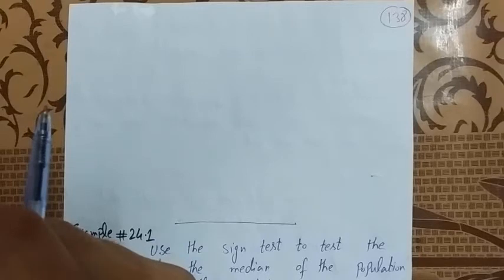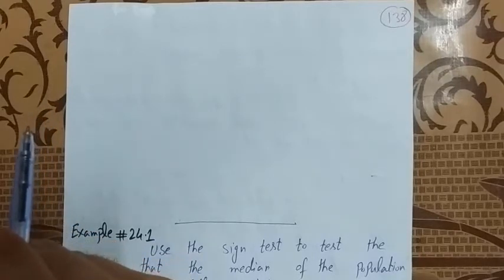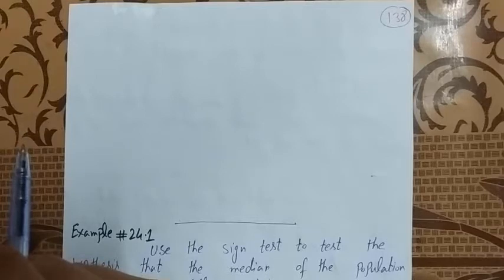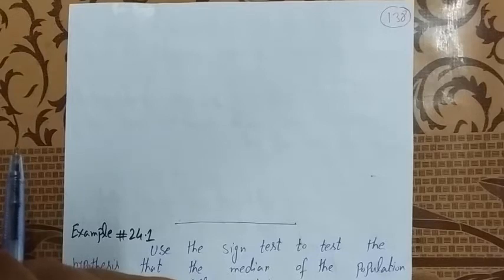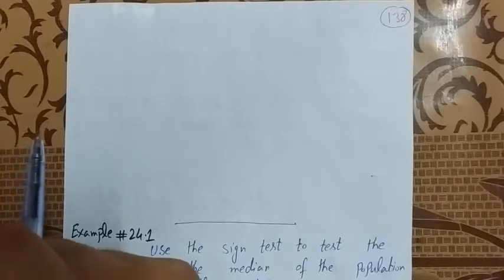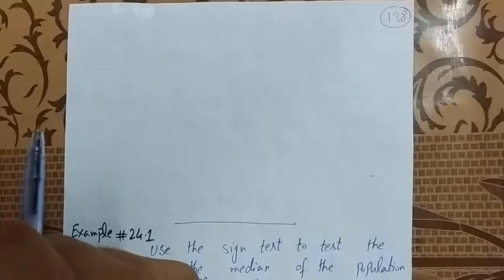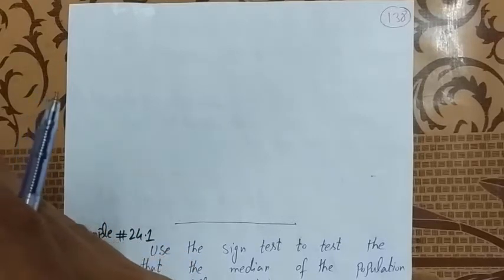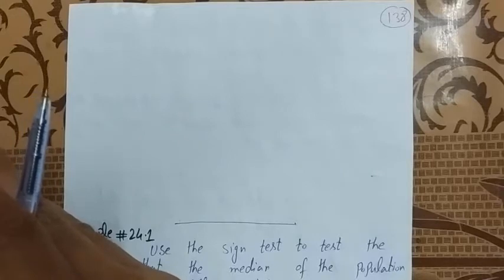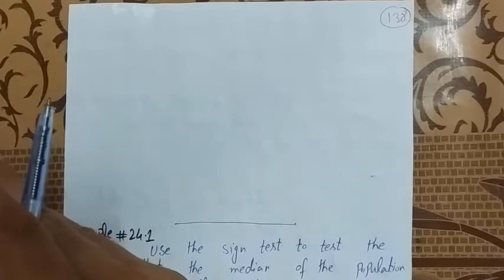In the previous lecture we understood there are two cases in the sign test. The first case is where one sample is given in a problem, and in the second case two samples may be given in a problem. If one sample is given in a problem, we understood the procedure in the previous lecture. Now today we will understand how we start the procedure for two samples.